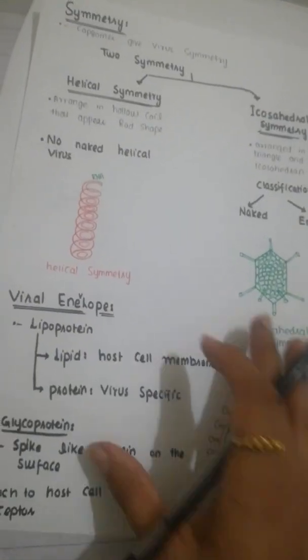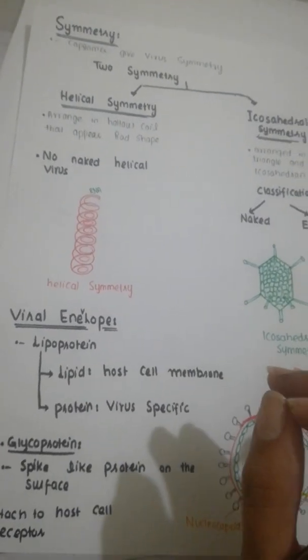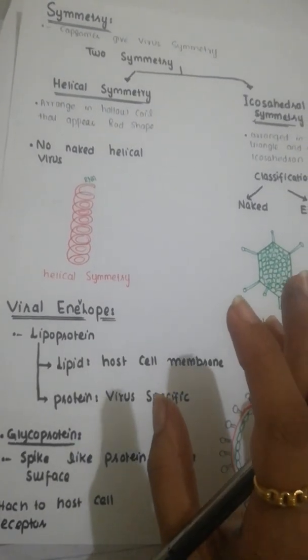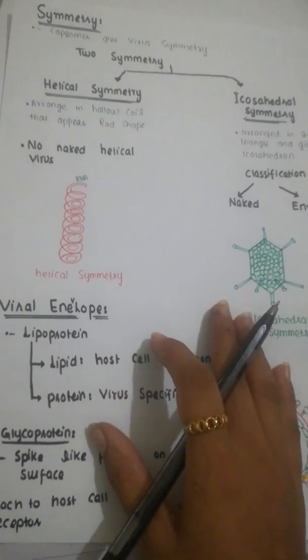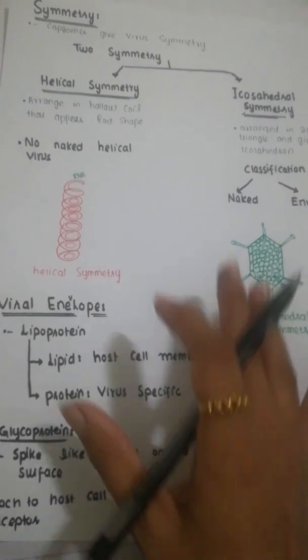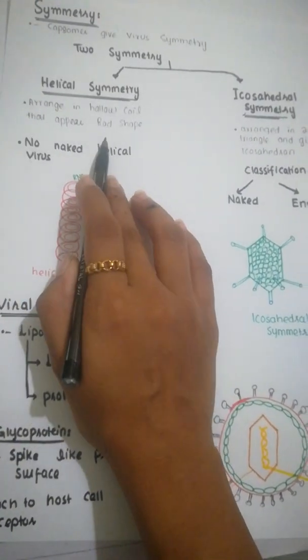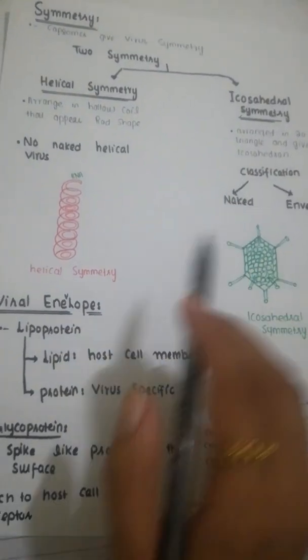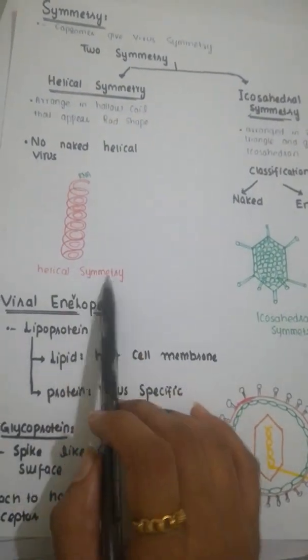Now we can summarize this. We studied the symmetry of the viruses, which gives two symmetries: helical symmetry and icosahedral symmetry. Helical means it's arranged in a rod shape, and icosahedral is arranged in this form. Helical form is like this.